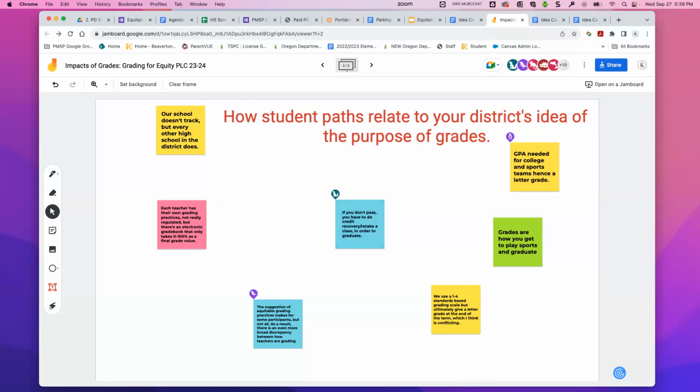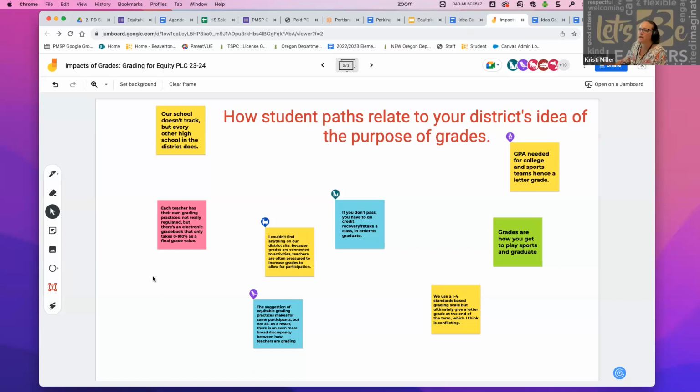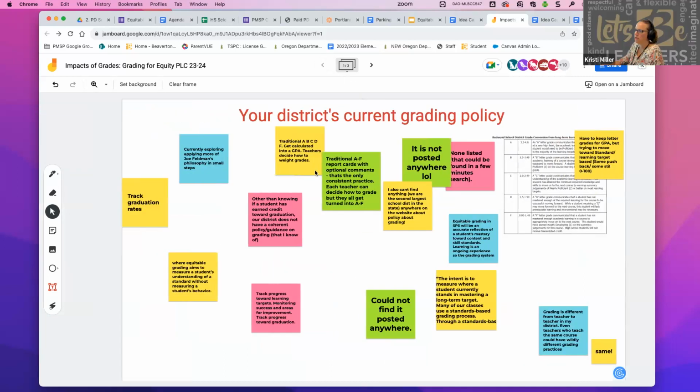Christy, could you restate the question on slide 3? I'm not totally sure what that prompt means. Absolutely. And I just want to make sure everyone can see, I am screen sharing currently the Jamboard slide 3. I just don't get how student paths relate.